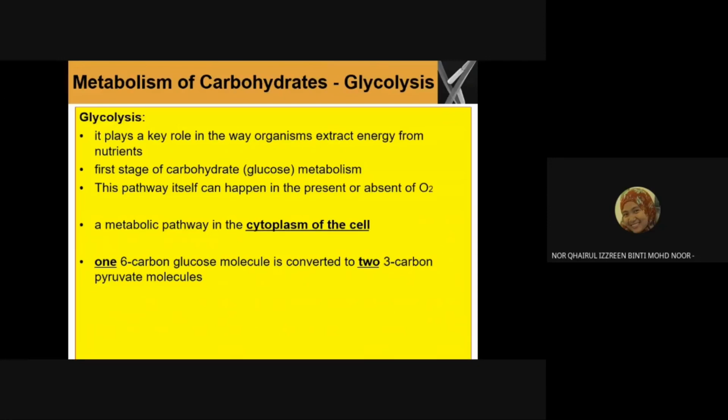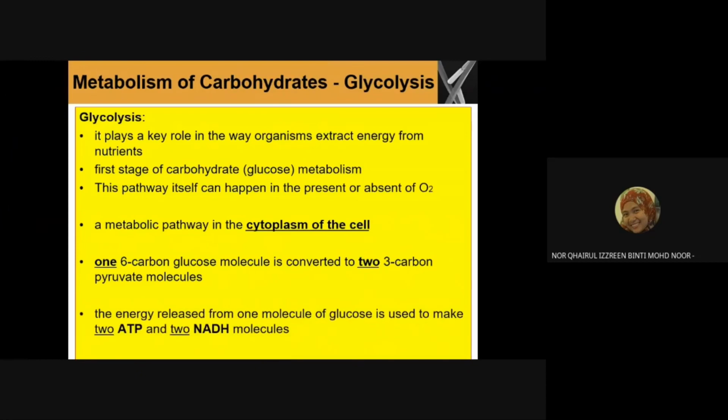Basically in these pathways, glucose is a 6-carbon molecule, so it needs to be broken down into 3-carbon molecules. So the 6-carbon glucose molecule is converted to 3-carbon pyruvate molecules. When this happens, the energy released from one molecule of glucose is used to make 2 ATP and 2 NADH molecules. So basically, this is the overall picture of what will happen in glycolysis. We are going to look into it further later on.